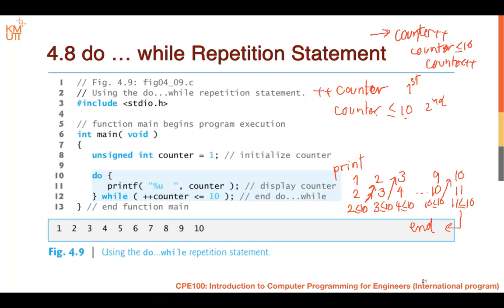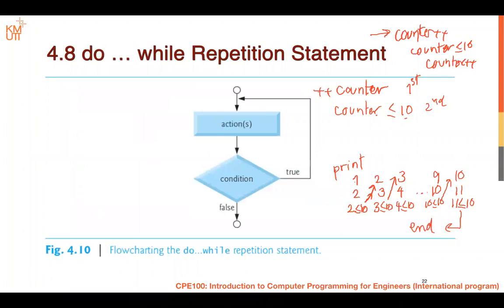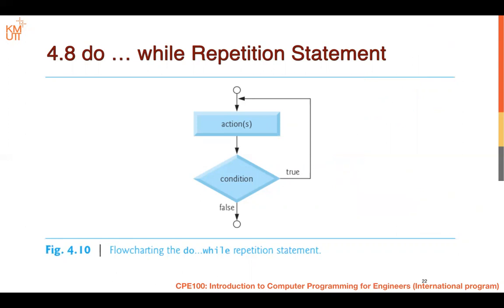Because we have only 15 minutes left, I will continue to the next part. So this one is the flowchart for the do while loop. You have to do the action first and then check for the condition. If the condition still holds true, you go back to do the loop. Otherwise, you go to the false condition and then end. Okay, this is the flowchart for the do while loop.